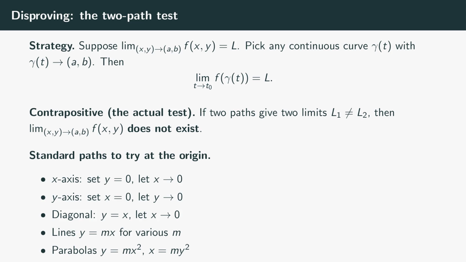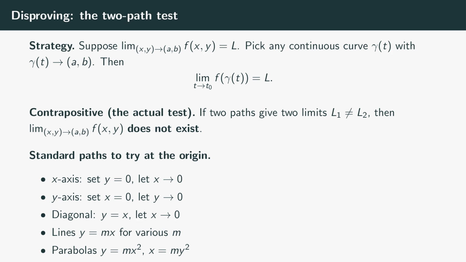Here is the practical disprove technique. Suppose, for contradiction, that the limit equals some number L. Then by the definition, for any continuous path ending at (a, b), the values of f along that path must converge to L. That's the forward direction. If the limit exists, all paths agree. The contrapositive is the test. If you can find 2 paths giving 2 different answers, then the limit cannot exist. The limit doesn't care which 2 paths. Any disagreement at all is a fatal proof of non-existence.